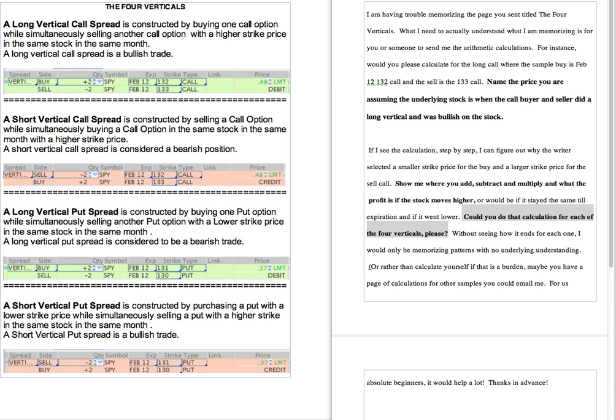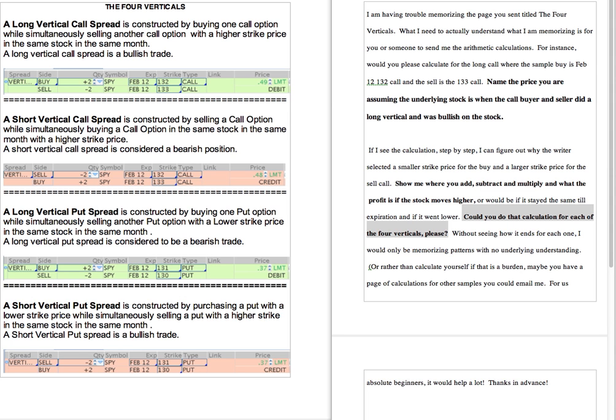Okay, I had a student write in with a question on the four verticals, and excuse some of the videography here. I'll probably be switching slides up and down and around, so I'm not an expert on that, so a little patience. But anyhow, try to synopsize the letter here.